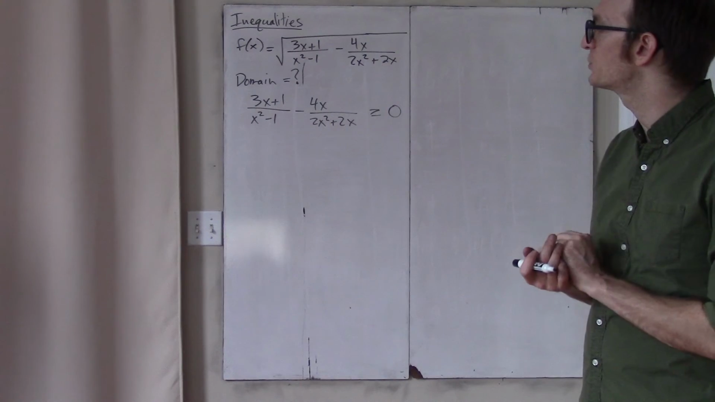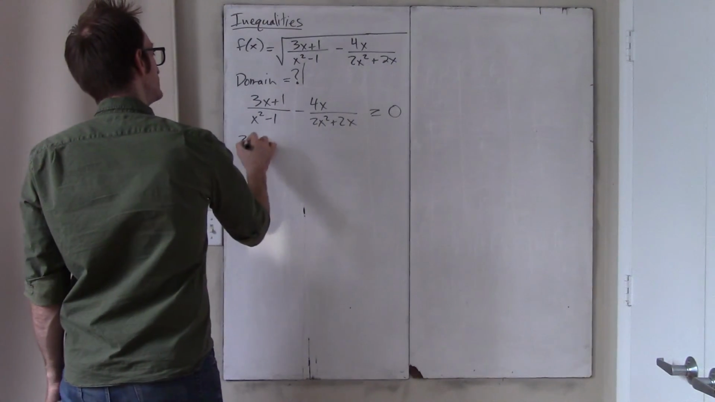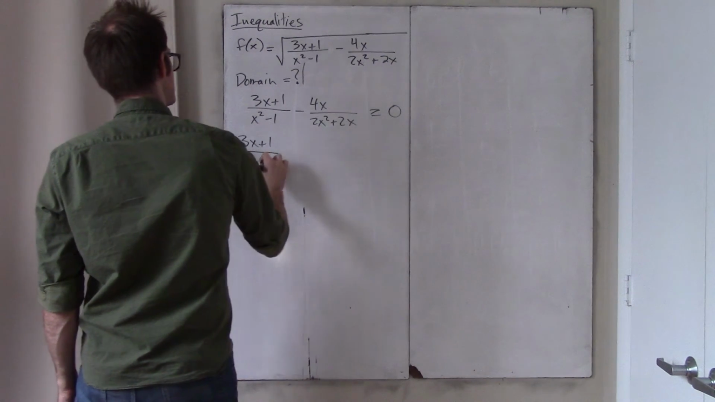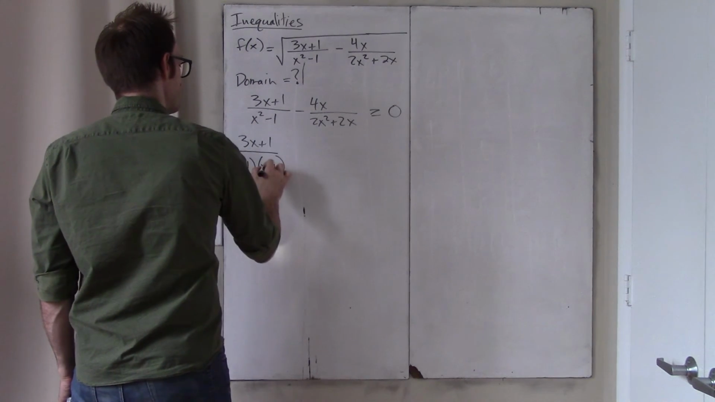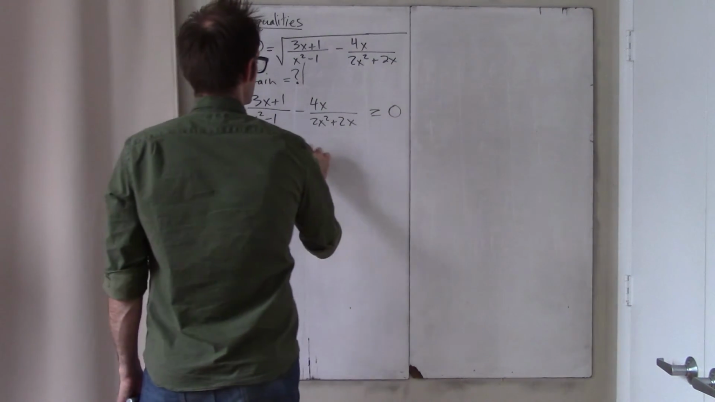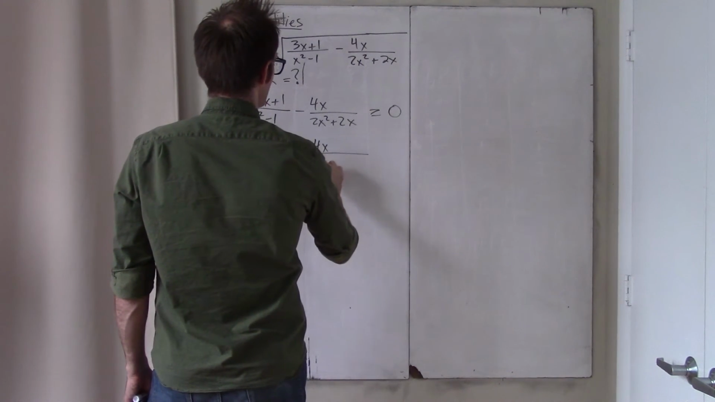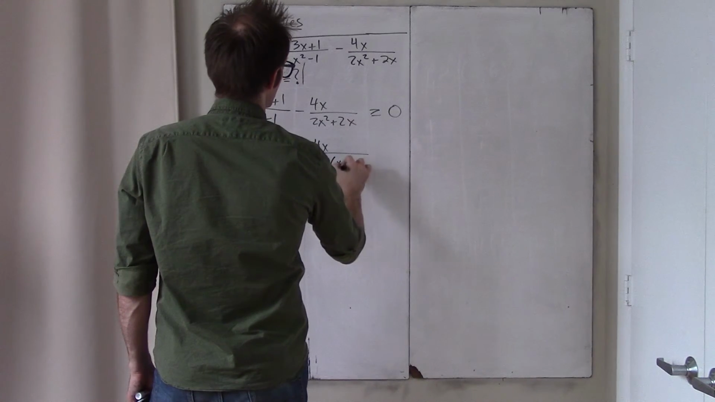How do we do it? First, we can just factor as much as possible to prepare for getting a common denominator. So this is x minus 1, x plus 1. And this is minus 4x. Okay, there's a little twist here. So I'm going to factor out a 2x, and that gives me x plus 1.